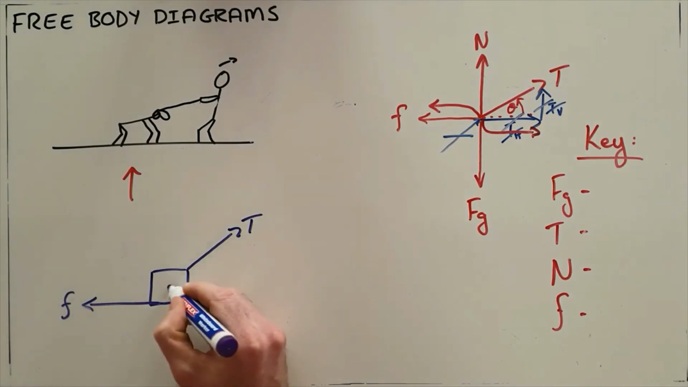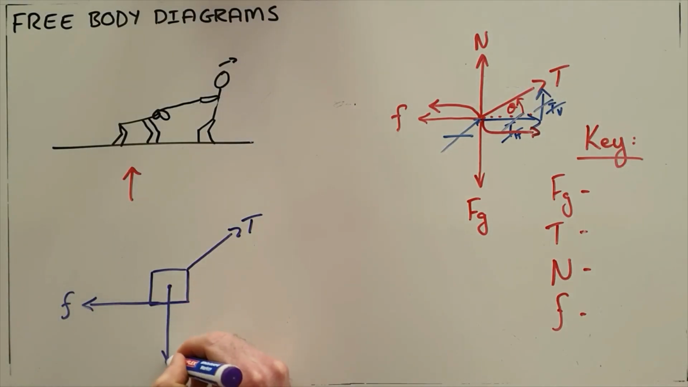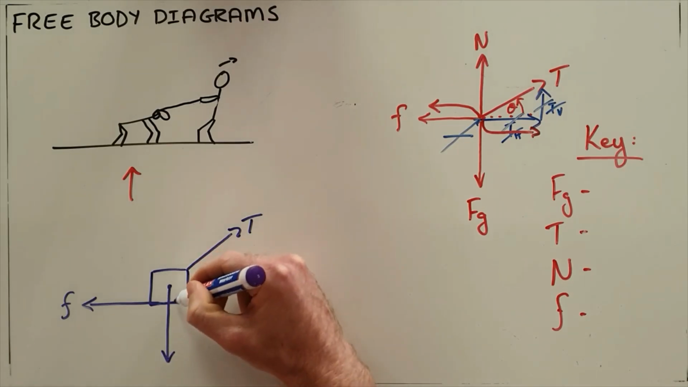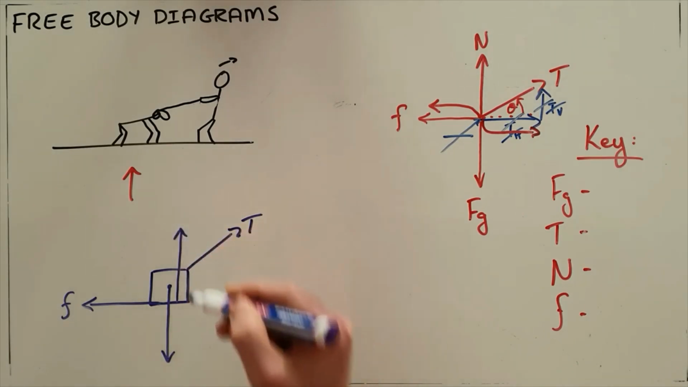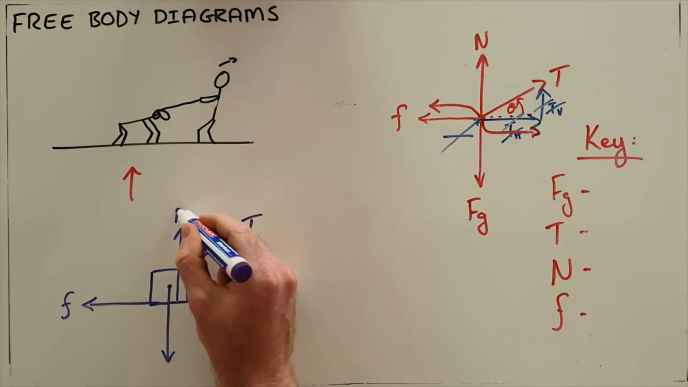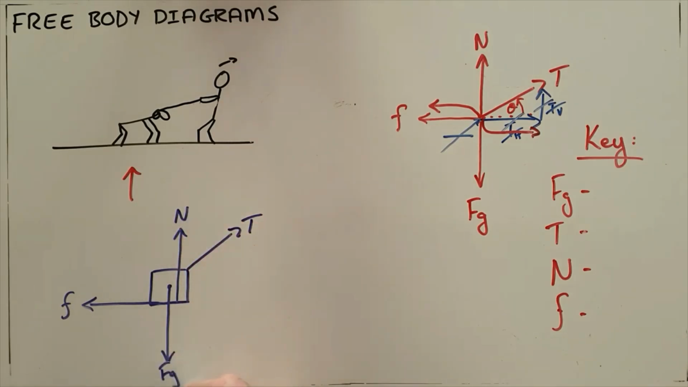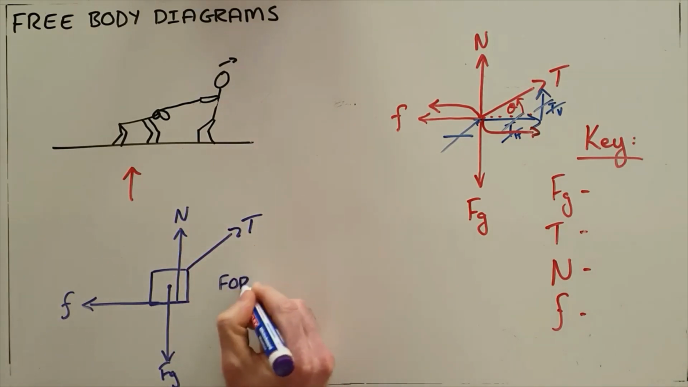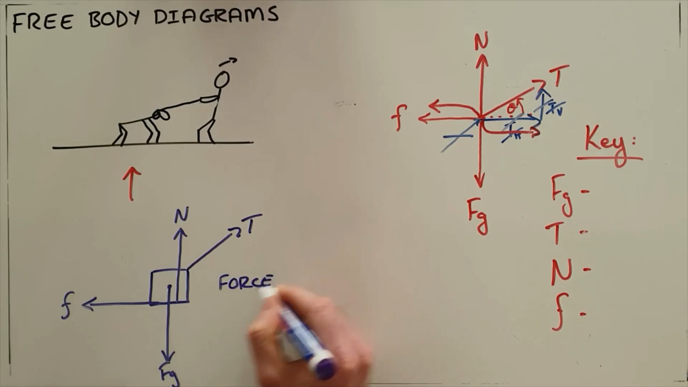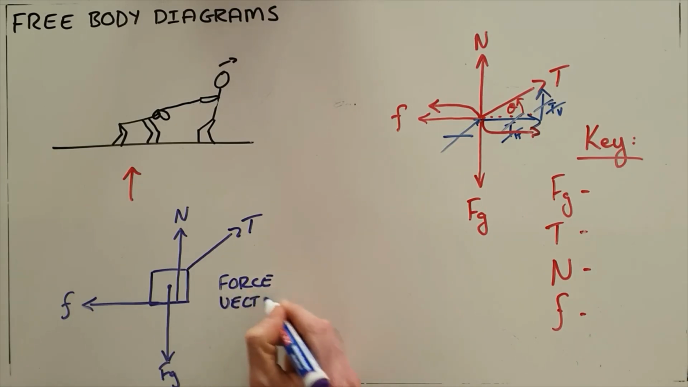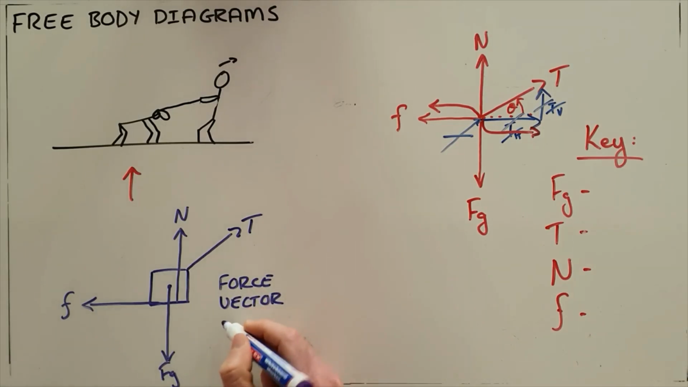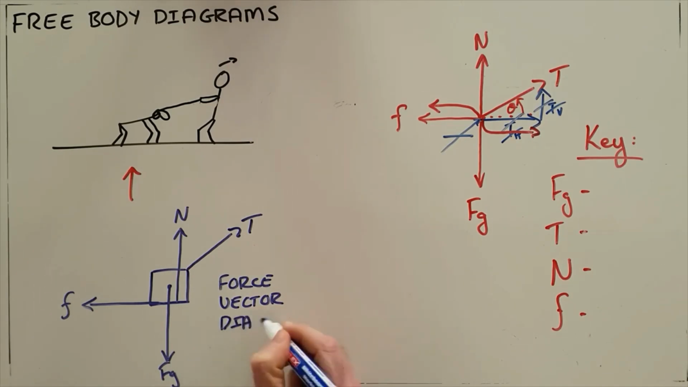We know that the force of gravity acts from the center of mass of that object, and we know that the normal force also acts on the bottom surface. So you would label this object, and so this is a force vector diagram. Again, a key is important, but what we are showing here is where the forces act as well as the direction in which those forces act.